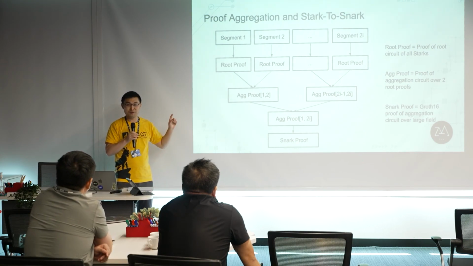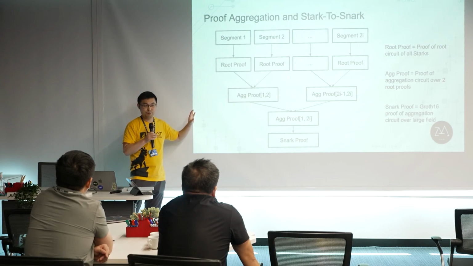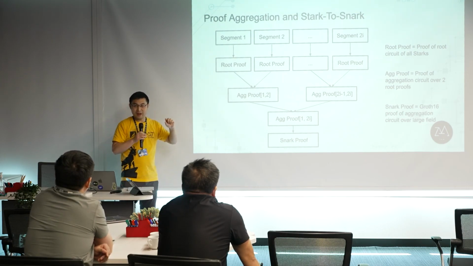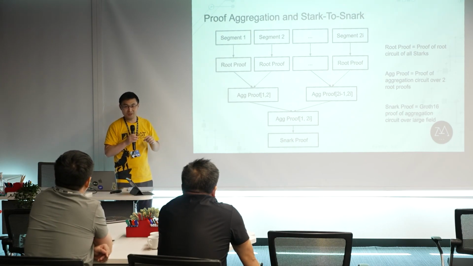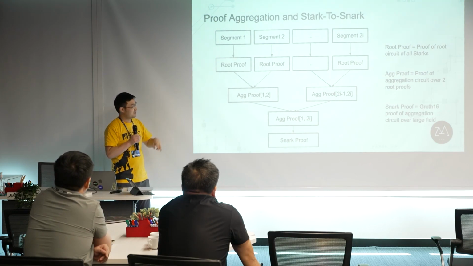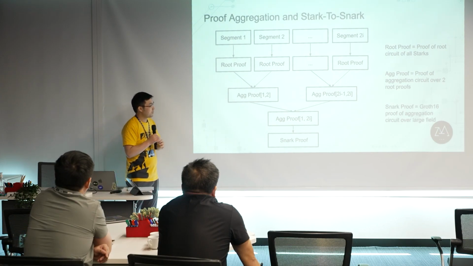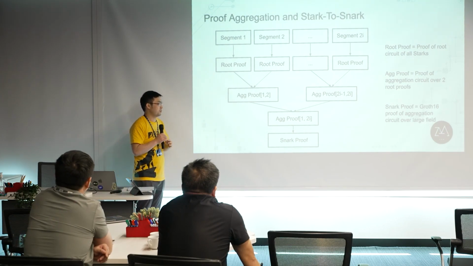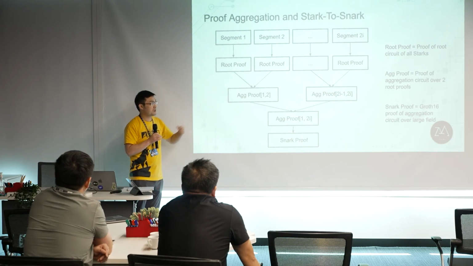So it's quite different from the STARK-of-STARK proof aggregation. We just call it twice in the aggregation circuit. Call the STARK verifier twice. It's the same for the aggregation proof, but it's just for different segments.